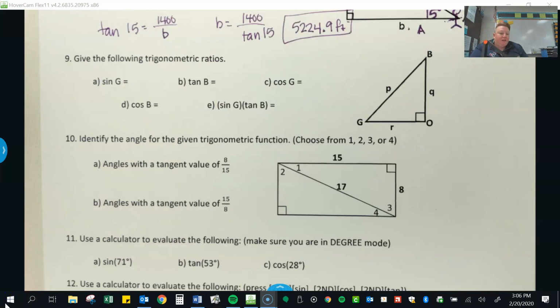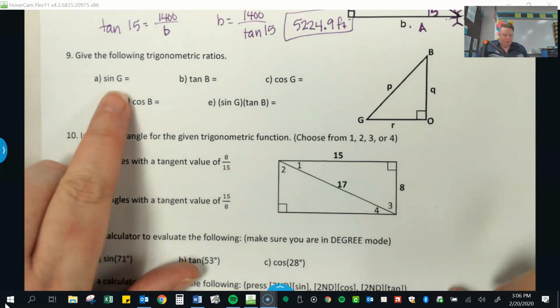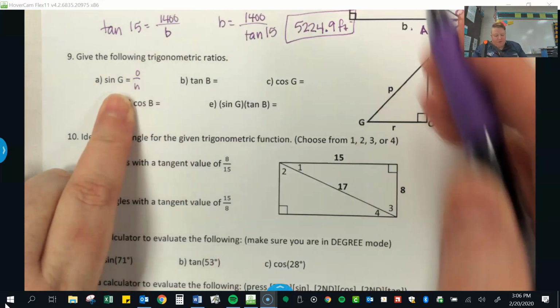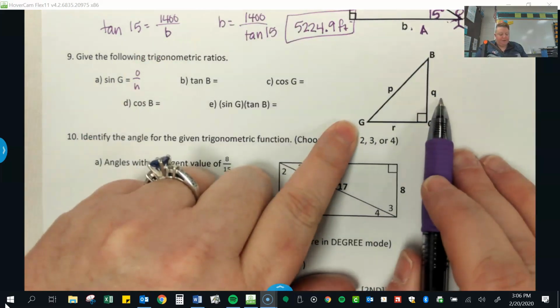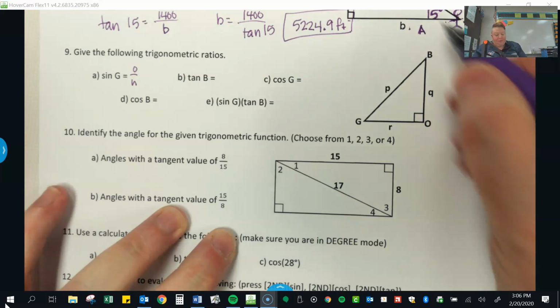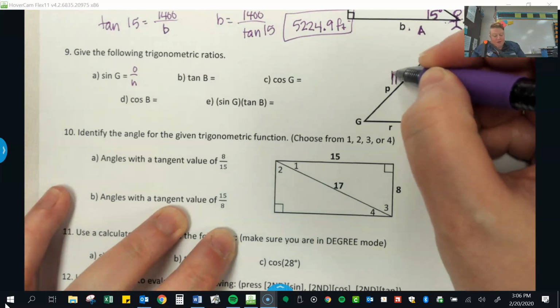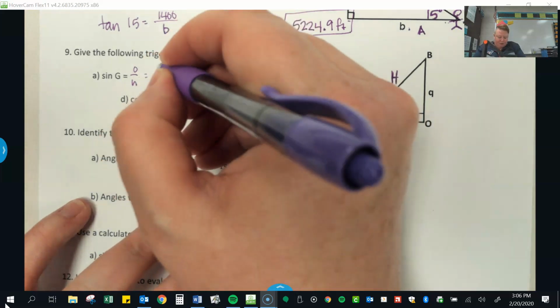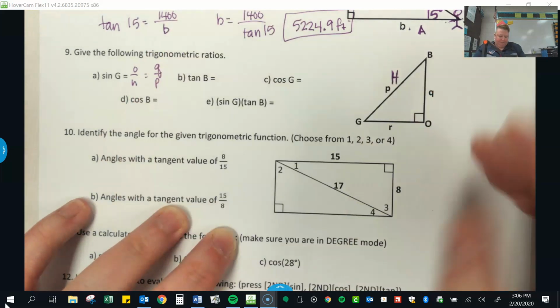Now all we're doing is setting up trig ratios. Okay, this goes pretty quickly. What's the sine of G? Well, the sine is the opposite over the hypotenuse. So that's Q over P. I'm going to go ahead and put an H here at P because my hypotenuse never changes. All right, so this is Q over P.